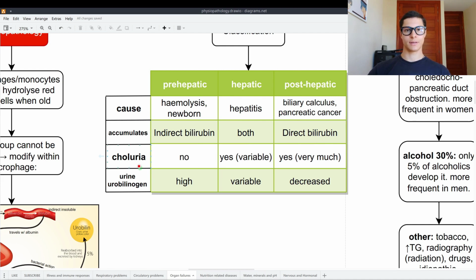Coluria, which means darkening of the color of the urine because of urobilin. In the pre-hepatic, no, because we don't have the direct one to create the urobilinogen to then create the urobilin. In the hepatic, yes, there is, variable though.